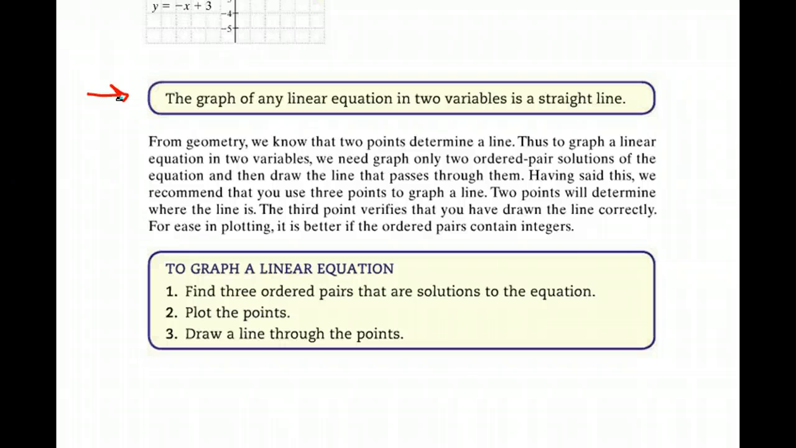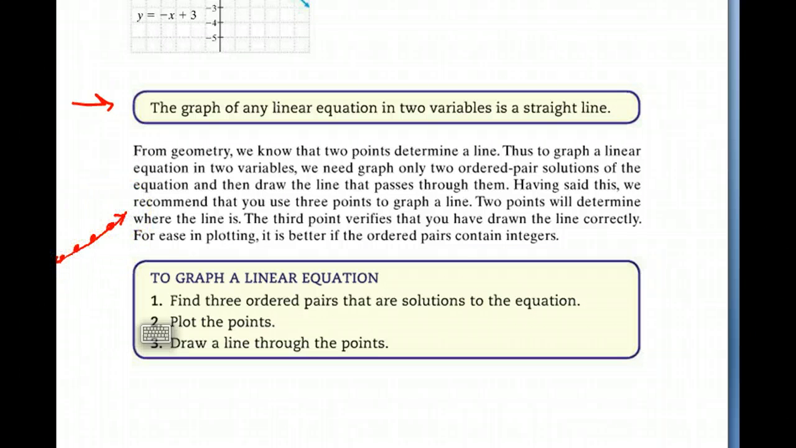Now, from geometry, we should remember that all we need in order to make a straight line is 2 points. So technically we could get away with picking two x values, plugging it in, finding the y values, and graphing two ordered pairs. The problem with this is that we won't know if our ordered pairs are correct or not. If we do 3 or more points, we can verify that we have drawn our line correctly, because if you have 3 or more points that all line up in a straight line, you know that you have done your work correctly.